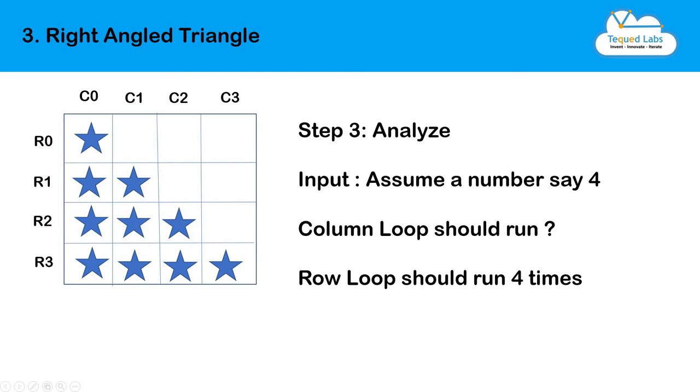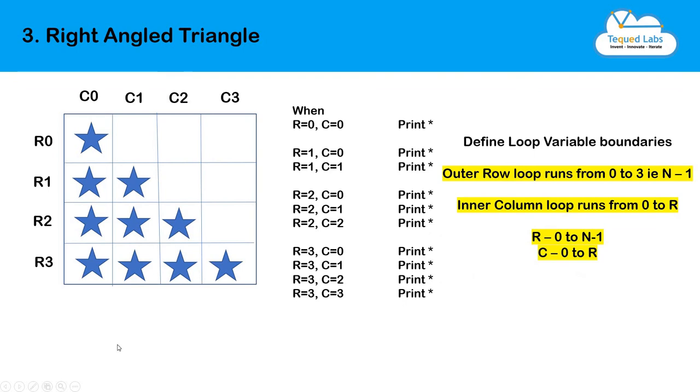Let us actually see through the descriptions, that is the cell addresses. So the first star's address is R0 and C0. As you can see here, when R is 0 and C is 0, we are printing a star. Now moving on to the next row, R1, C0, R1, C1. When R is 1 and C is 0, we are going to print, and R is 1 and C is 1, we print. Moving on to R2 and R3, we are going to follow the same process.